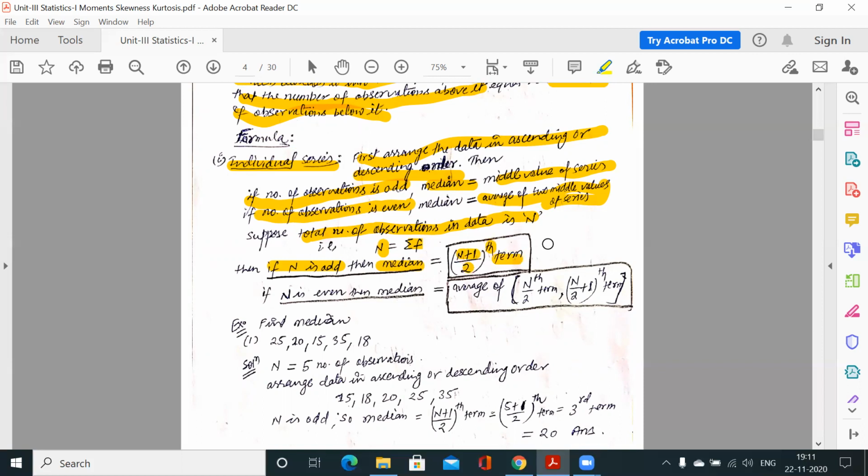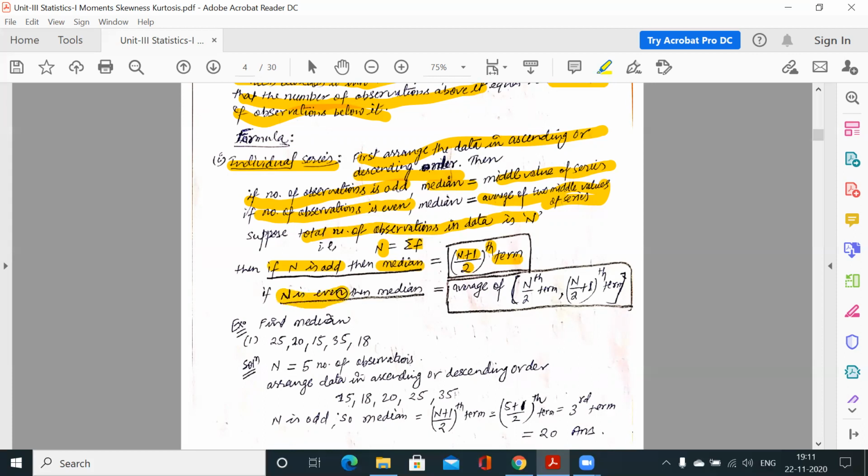So first we have to arrange the data in ascending or descending order. Then we have to calculate capital N, which is the summation of all frequencies. How many points are there actually? If that is an odd number, suppose we have 11 points in the data series. So 11 plus 1, 12 by 2, so sixth term in the series. So the value at the sixth position is our median. That is our middle value of the data.